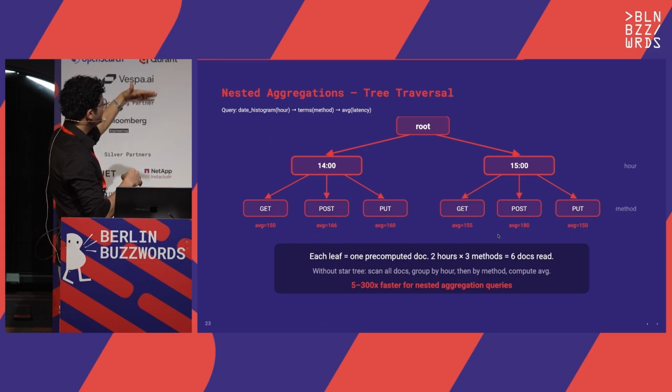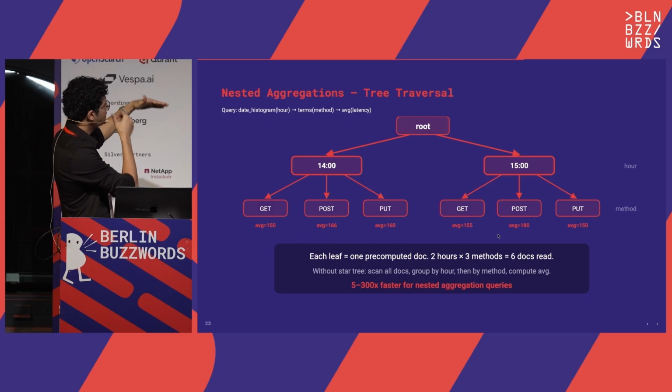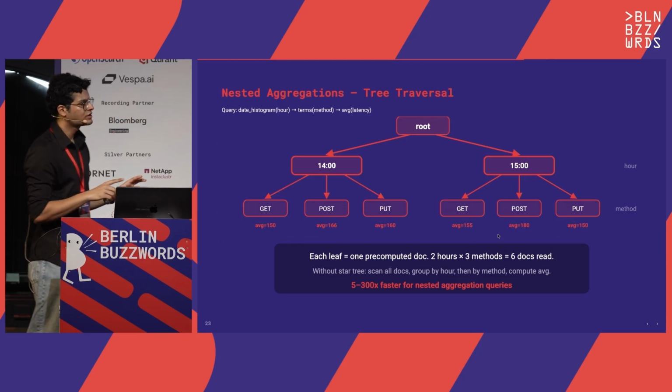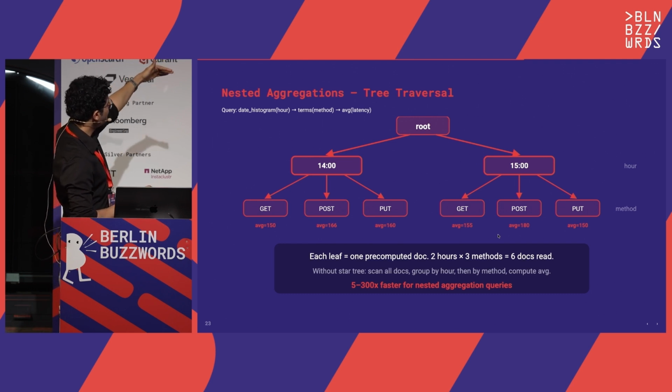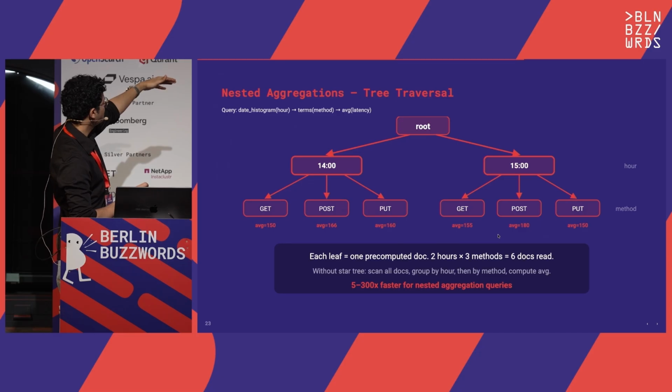So each leaf is one pre-computed doc. Let's say there are a total of 2 hours and 3 methods in this case. We just need to do 6 doc reads to find out the nested aggregation output. So for all gets in the 14th hour, we'll have the average as 150.